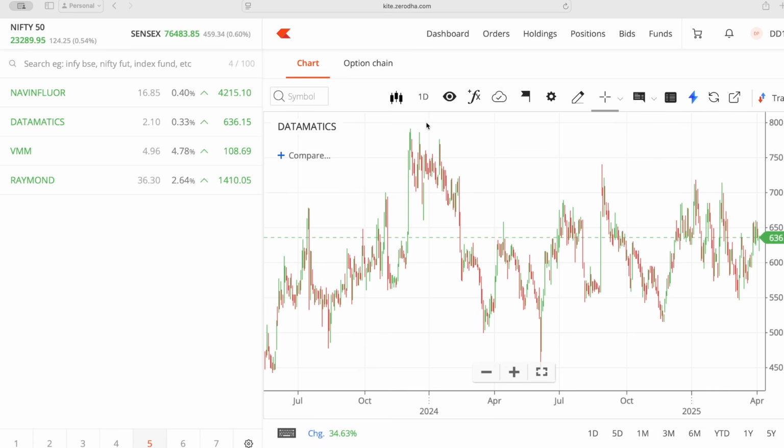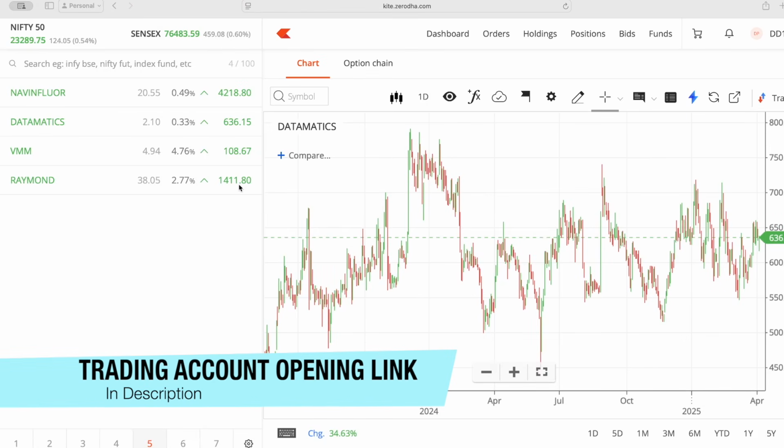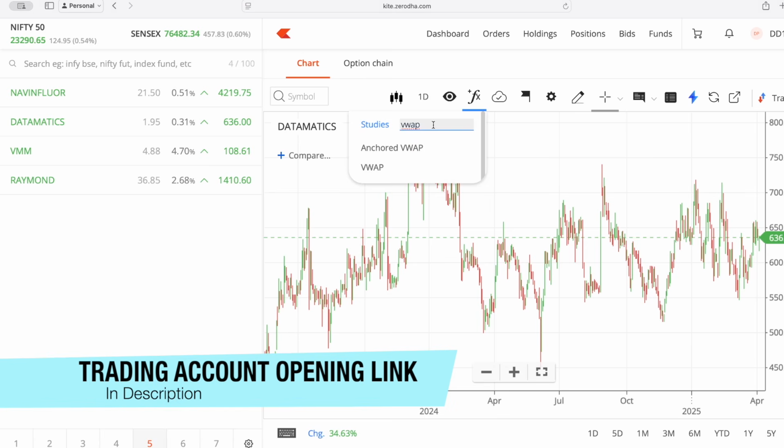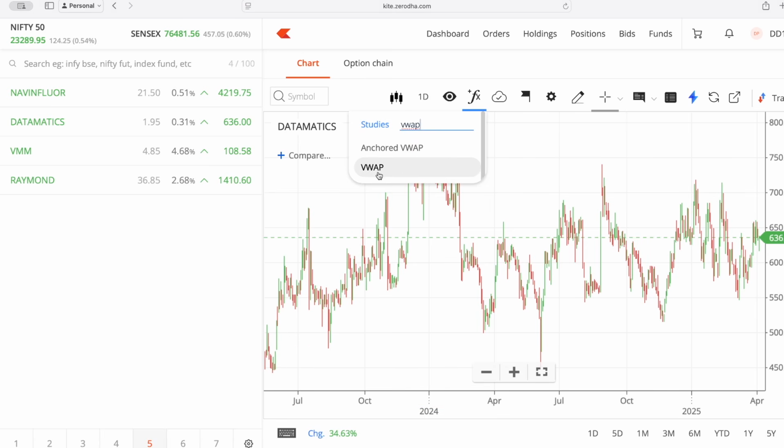I'm just showing this for learning purposes only, not for investment or a buy or sell signal. Just for learning purposes. So you can go to whichever broker you're using and search for VWAP. In that you will get the regular VWAP. Okay, I'm not talking about this. I'm talking about the anchored VWAP.